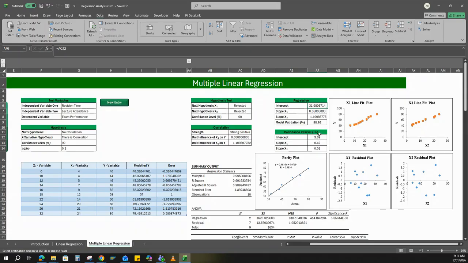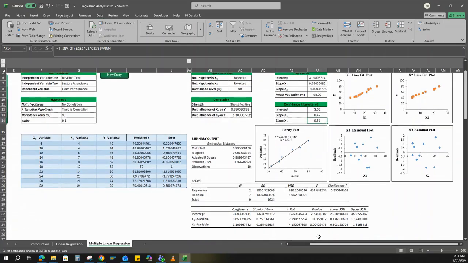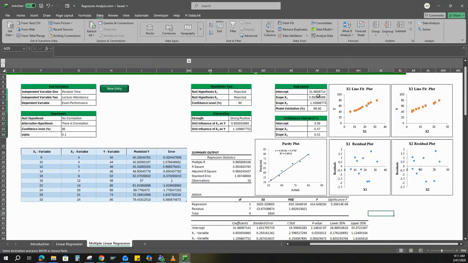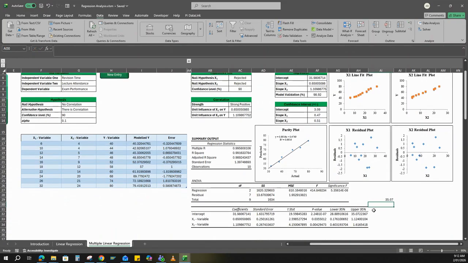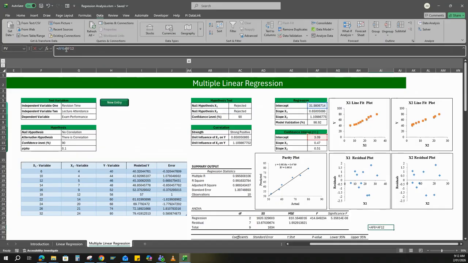Now the same explanation applies to the intervals for the two slopes here. So for example, let's calculate it here. If you want to know the upper limit of the intercept, then it equals the intercept plus this value, the limit. So you see this upper value here, 35.07, is the same.